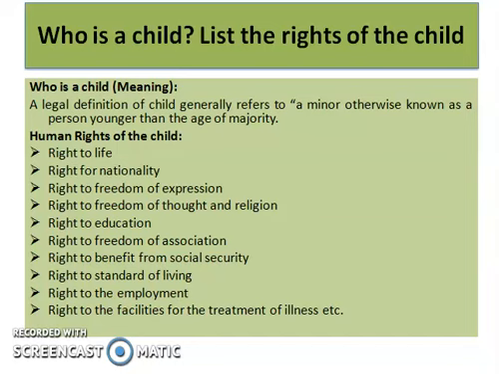Coming to the human rights of the child, the rights are like this: right to life, right to nationality, right to freedom of expression, right to freedom of thought and religion, right to education, right to freedom of association, right to benefit from social security, right to standard of living, right to employment, and right to the facilities for the treatment of illness, etc.